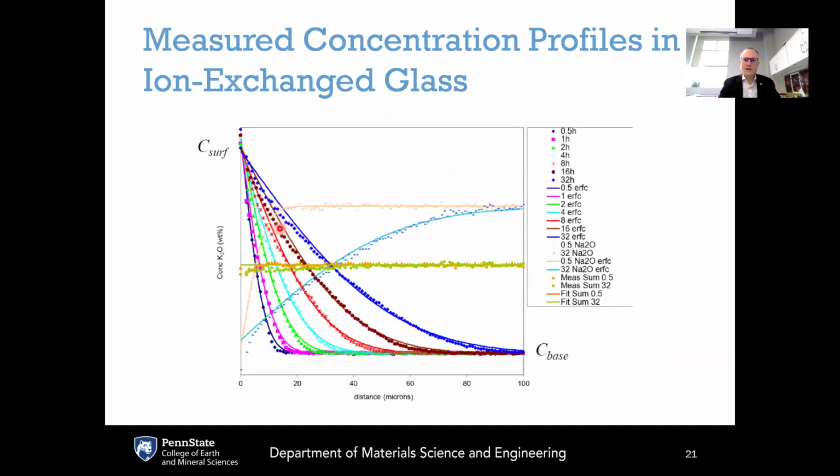Now, if we have a concentration profile through the ion exchange process shown here, this is measured with EPMA microprobe, where we've got the surface concentration of the potassium here. And then for longer ion exchange times, these are the ion exchange times in hours, you can see that we get deeper and deeper penetration of the potassium ions into the glass. And typical ion exchange times would be on the order of, say, 8 hours or 12 hours.